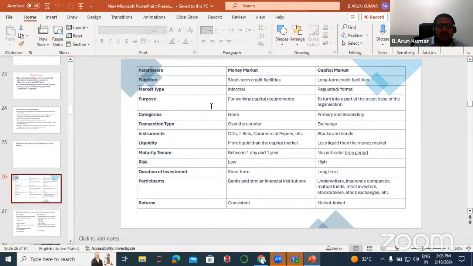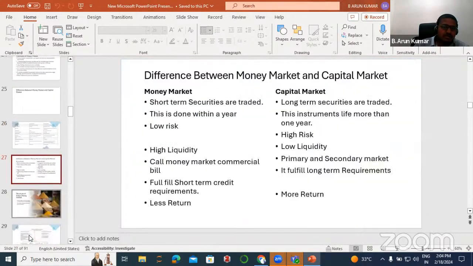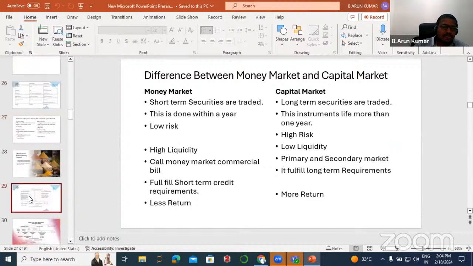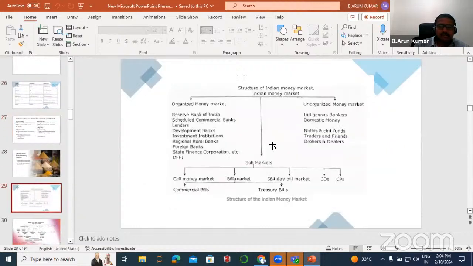Every time they will ask about the difference between the money market and capital market. This question is very important. And this hierarchy also they will ask. So this is the structure of the Indian money market.